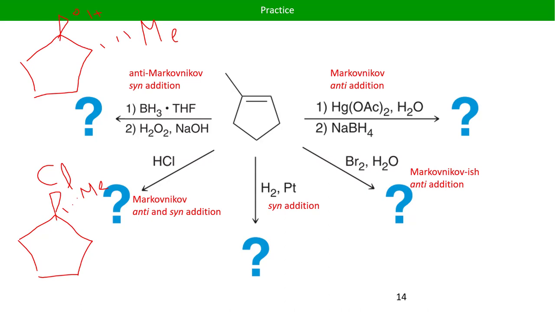So they have to be trans relative to each other, but switching which one's up and which one's down gives us a different molecule. So we would have to specify, we'd get the R and the S, or even better is to just, not leave myself very much room on this slide.